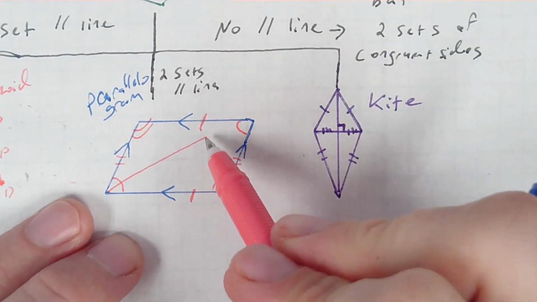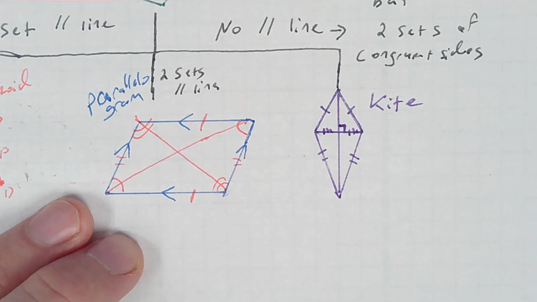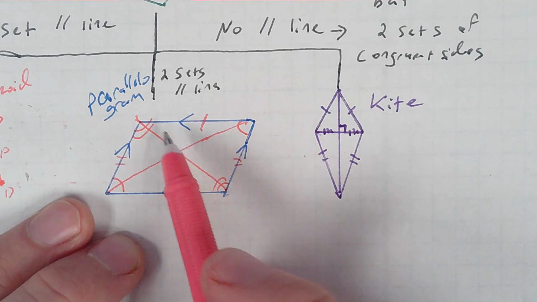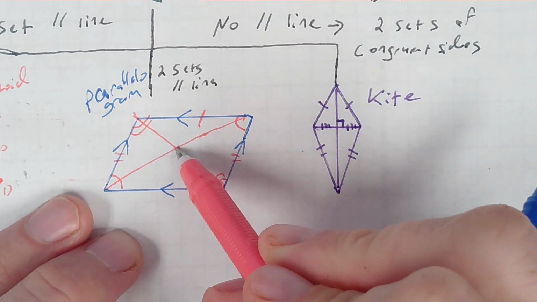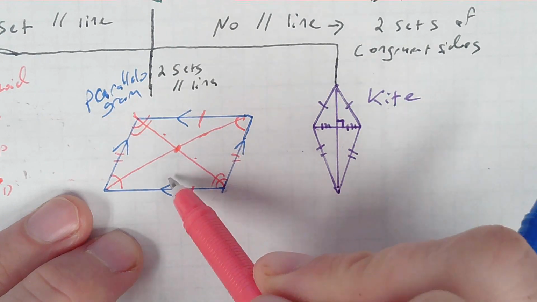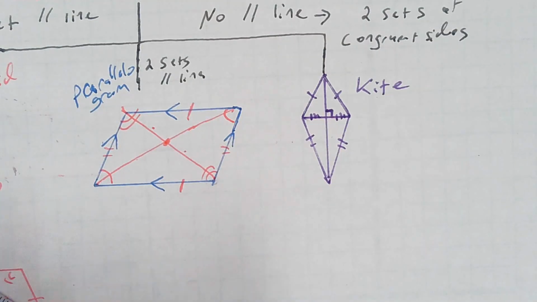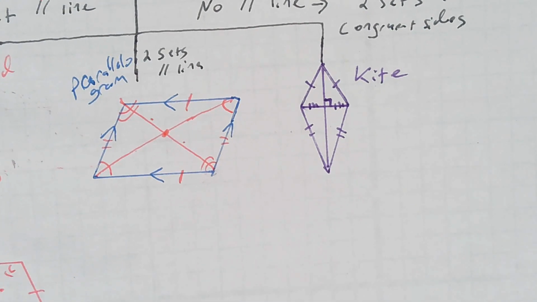And then you have these diagonals, which bisect each other, so this and that are equal, and this and that are equal. So that's a different way to look at a parallelogram, or that's some real quick review on parallelograms.